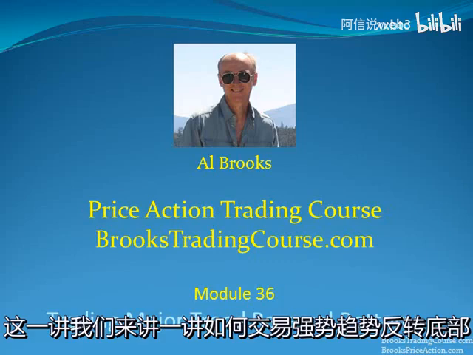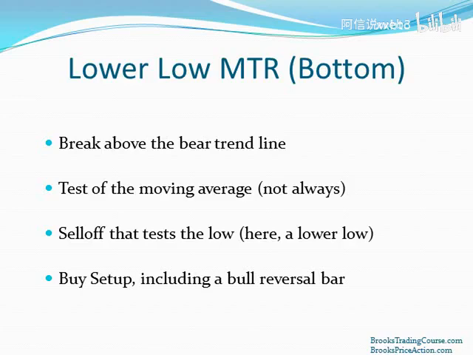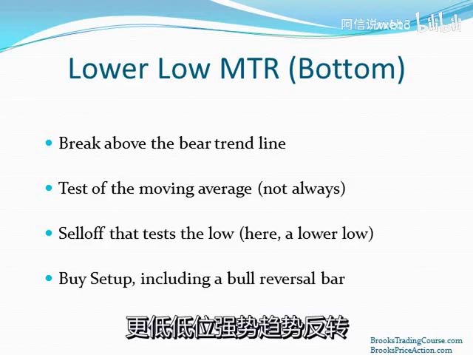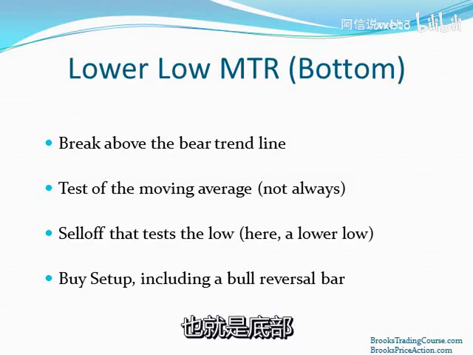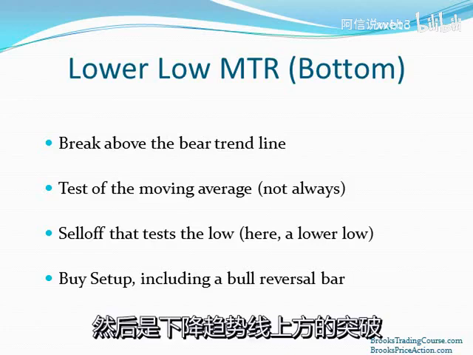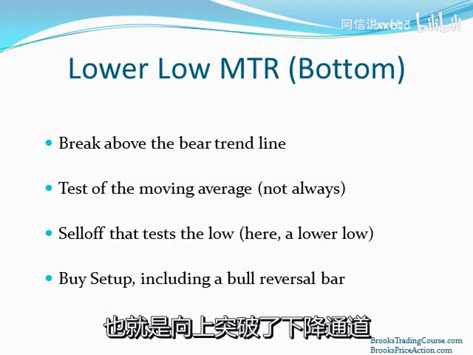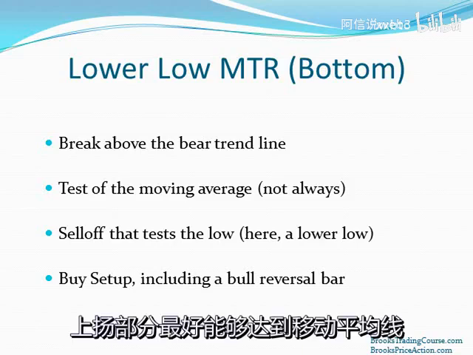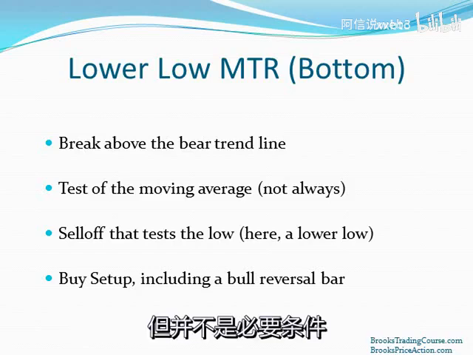This module is about trading major trend reversal bottoms. A lower low major trend reversal, in other words a bottom, needs a bear trend, and then a break above the bear trend line, in other words a breakout of the bear channel. Preferably you'd want the rally to be strong enough to reach the moving average, but that's not necessary.